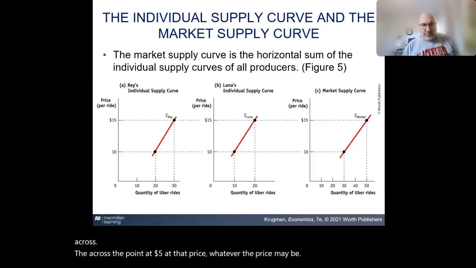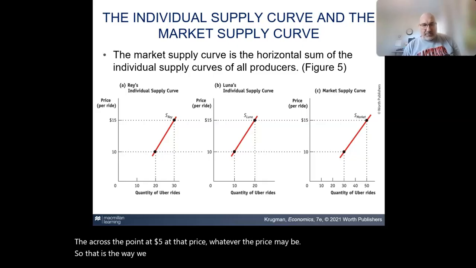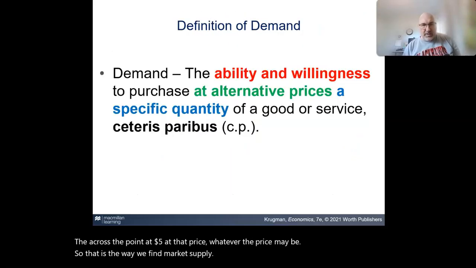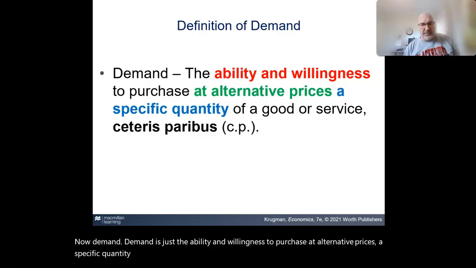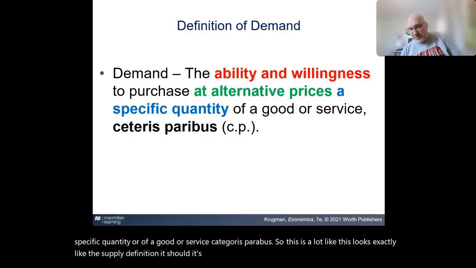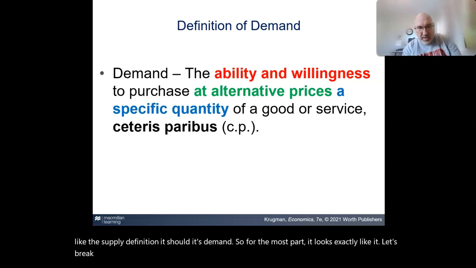So that is the way we find market supply. Now, demand. Demand is just the ability and willingness to purchase at alternative prices a specific quantity of a good or service, ceteris paribus. This looks exactly like the supply definition. It should, it's demand. Let's break this one down.